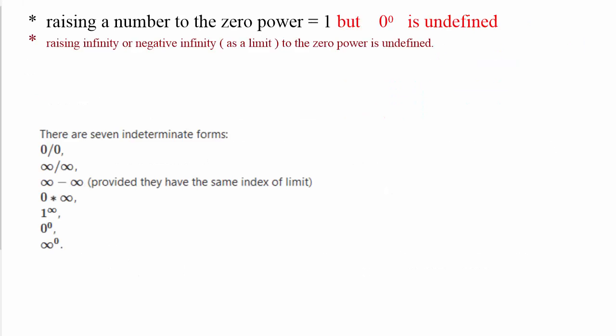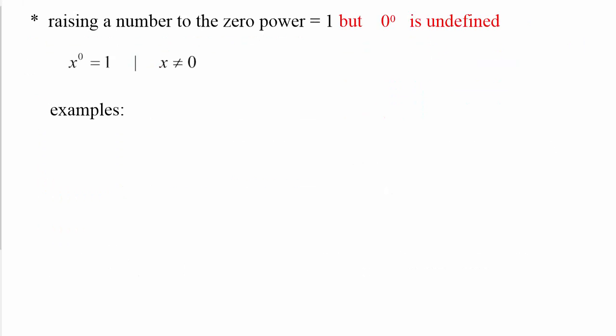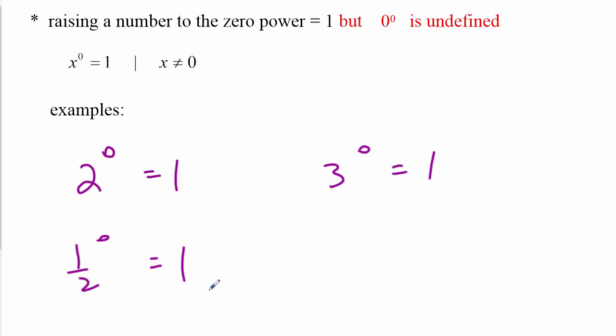Okay, I just said this. Now we're going to do some examples. So simply, if you say 2 to the 0, you're going to get 1. You say 3 to the 0, you're going to get 1. You take a half to the 0, you get 1. But 0 to 0, you can't do that.